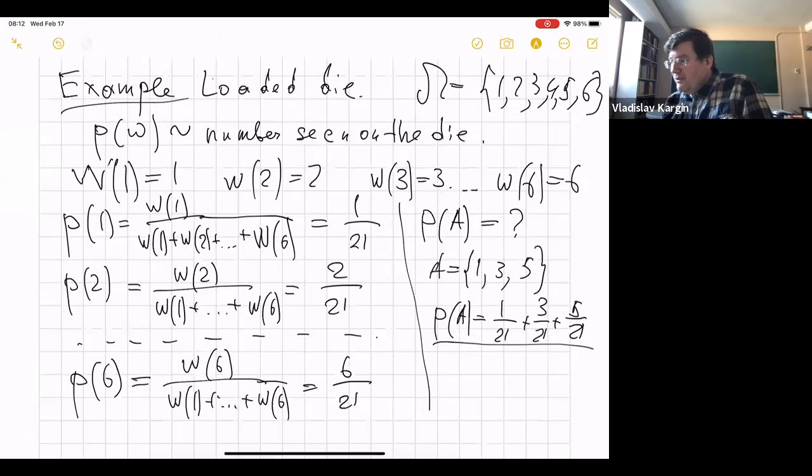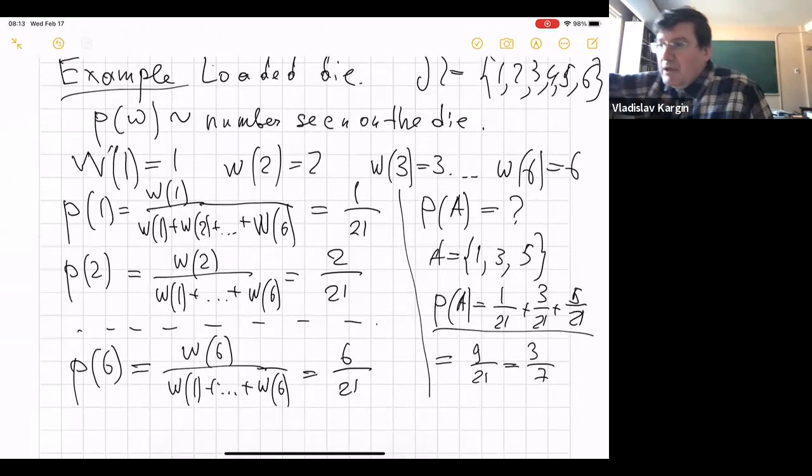Okay, so now the sum is equal to 9 divided by 21. So 9 divided by 21, that's 3/7, right? So slightly smaller than 1/2. Okay, so now let us look at a question about this.